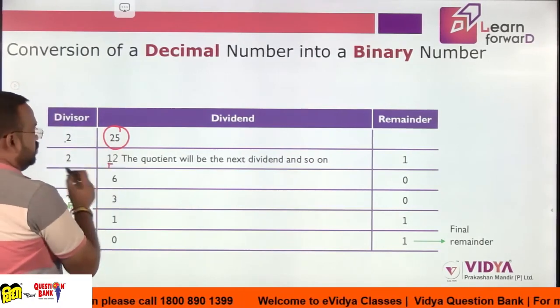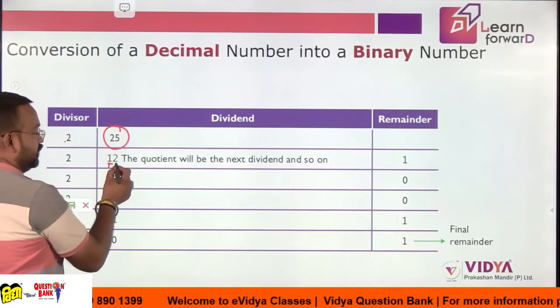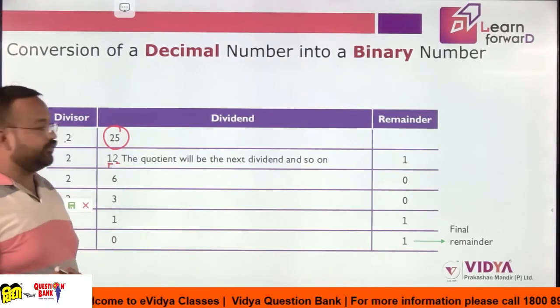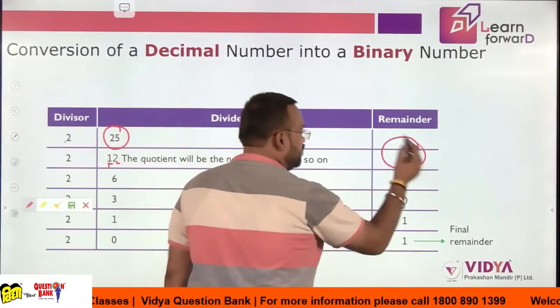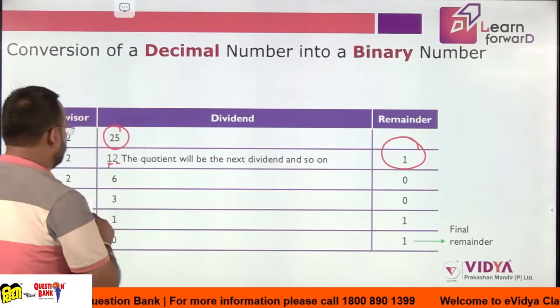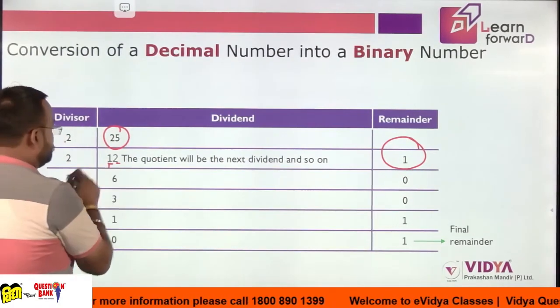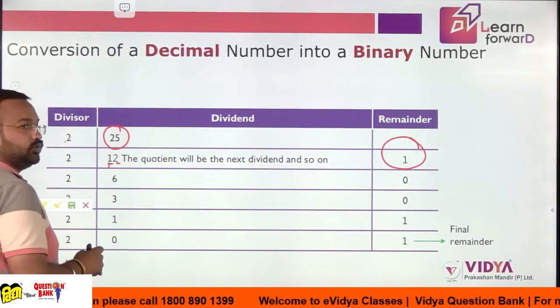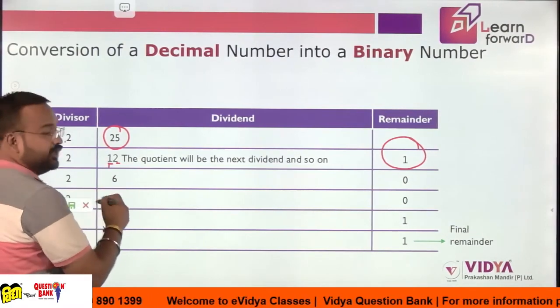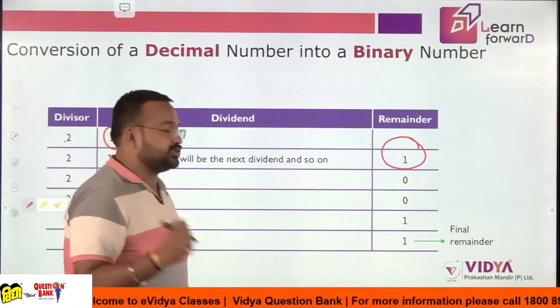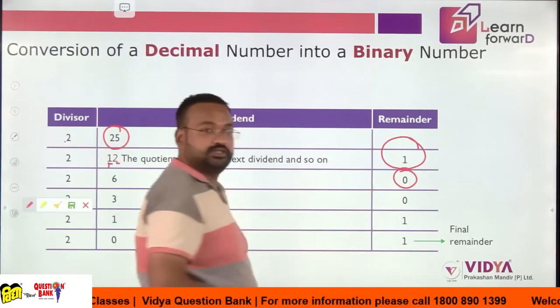2 ones are 2, then 2 2s are 4. What would be the remainder? The remainder would be 1. So you have to write it at the right side. So 1 would be the remainder. Then we again divide 12 by 2. We will get 6. And what would be the remainder this time? This time the remainder would be 0.